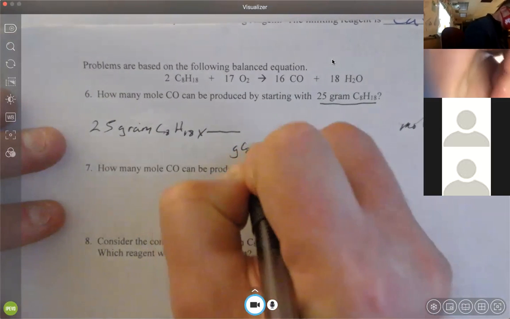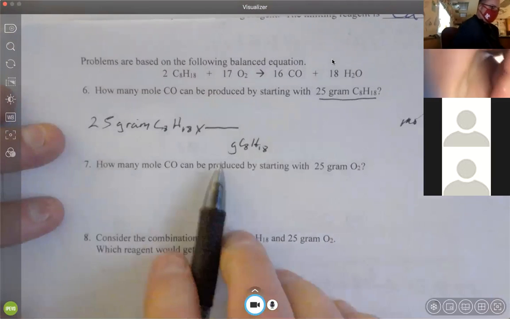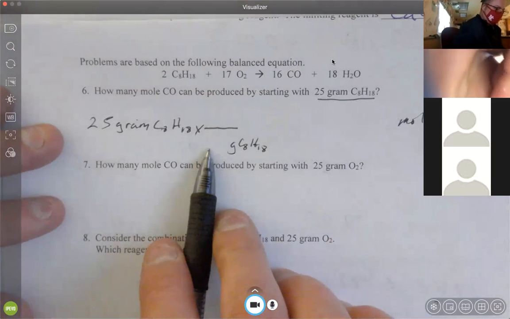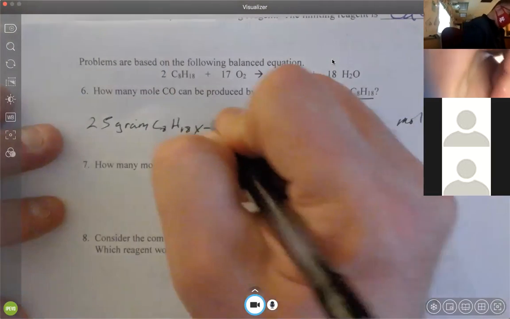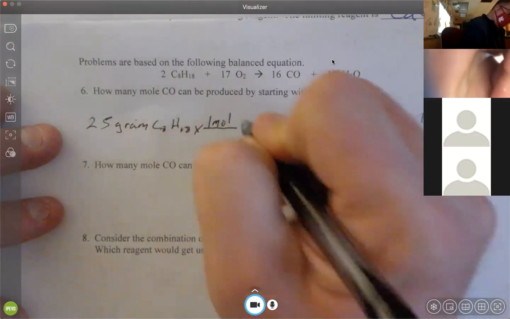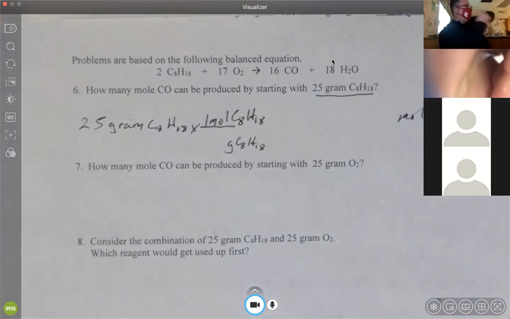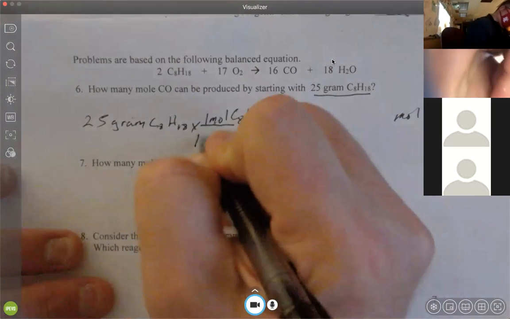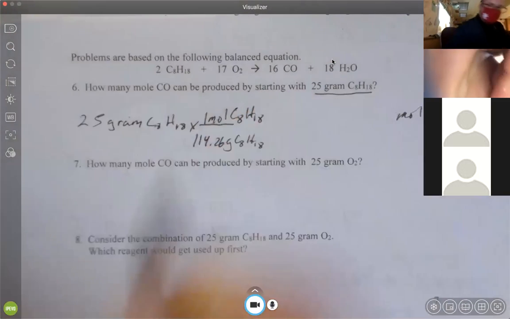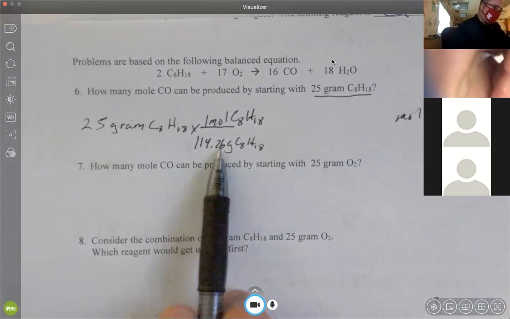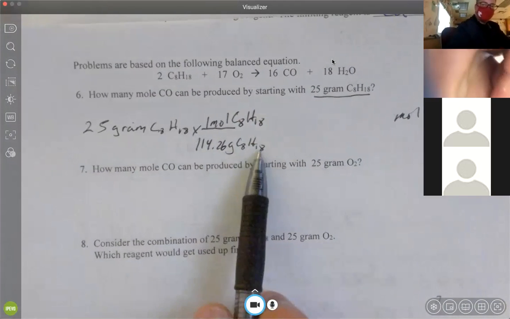Grams of C8H18. Well, what can I get from grams of C8H18? I can get moles, because there is this thing called the molar mass. And it is the mass of 1 mole. 8 times 12.01 plus 18 times 1.01. It's 114.26. I got that number from the periodic table, 12.01 for every carbon and 1.01 for every hydrogen.